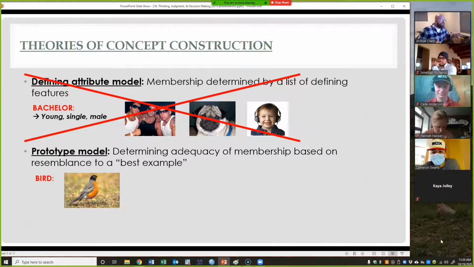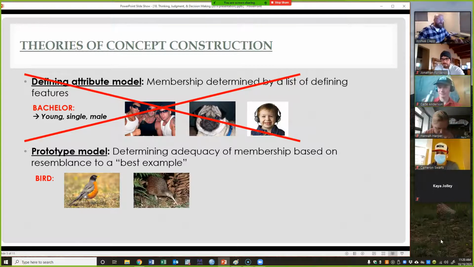your prototype differs a little bit, right? And it's probably not, some of them are going to be pretty stereotypical, but depending on where you grew up and where you come from and what you understand as birds, if I grew up in New Zealand, I might have a very different prototype for bird relative to somebody else, right? And so this starts to become problematic for the prototype model, because no matter where we go, people are probably going to identify birds as birds, right?